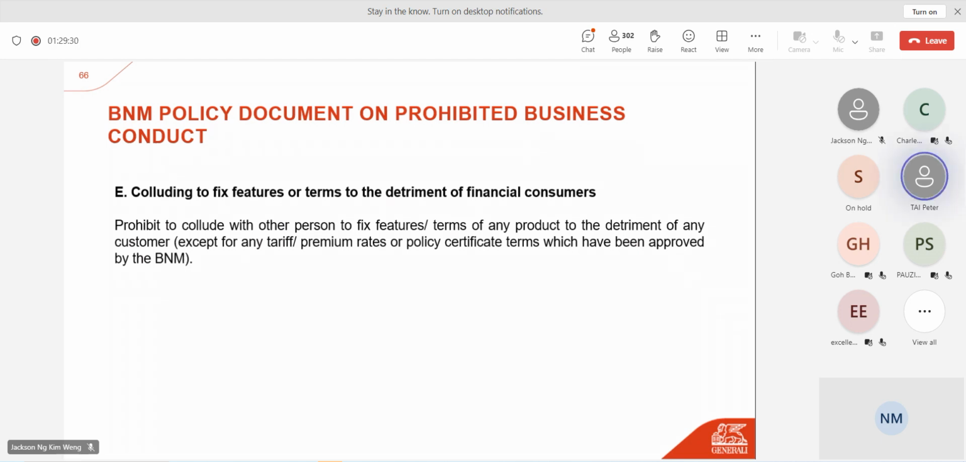Okay. All right. So basically, this is the one where Bank Negara does not allow us to work with another insurance company, so to speak, to fix features or terms on any product. Basically, each company has its own underwriting terms and conditions. We just do our own business, and we cannot try to influence anybody to collude or to fix a higher premium or loading or whatever. Okay, so this is what it means. Next.